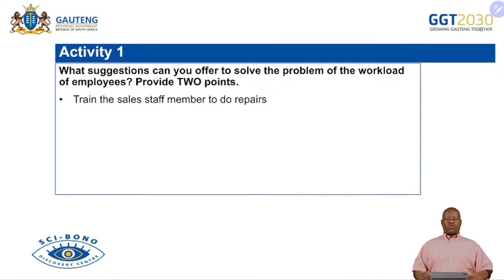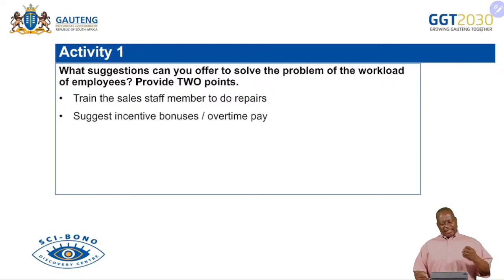One thing that you need to do is to train the sales staff members to do repairs, so that when there's more work on sales, they attend to their customers, but when there's more work on repairs, they join the repair staff. In this case, we are not going to have some being overloaded with work while these others are redundant and not doing anything. Suggest incentive bonuses or what we can call overtime pay. You know, there is no worker who is going to have a problem with being overworked and being overpaid.